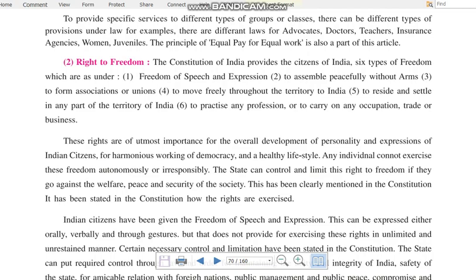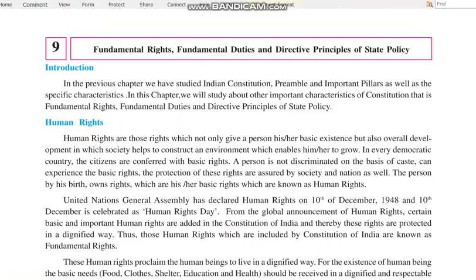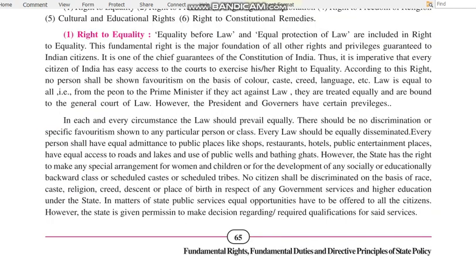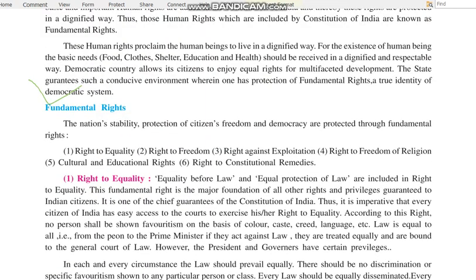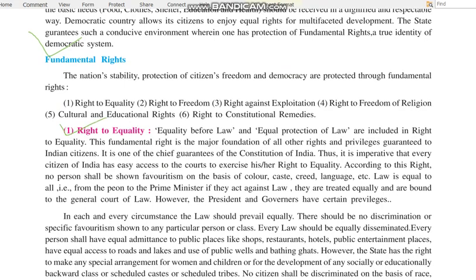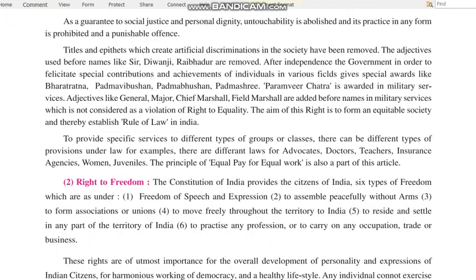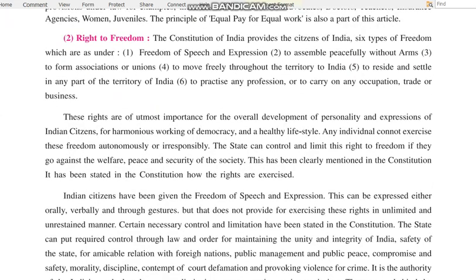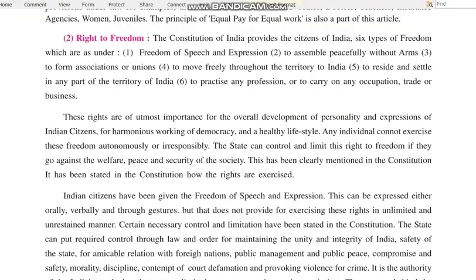Yesterday we had seen about human rights. We had also seen about the fundamental rights, and in that we had seen the first right, that is right to equality. Today we are going to see about the second right, that is right to freedom.